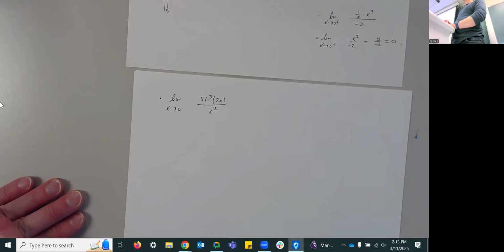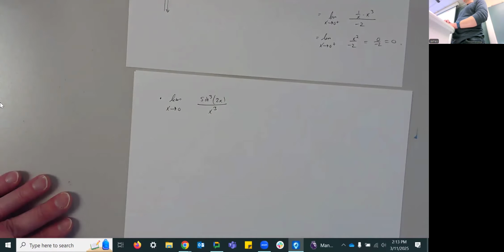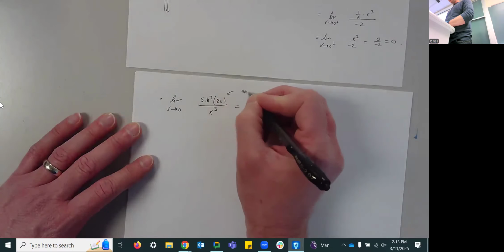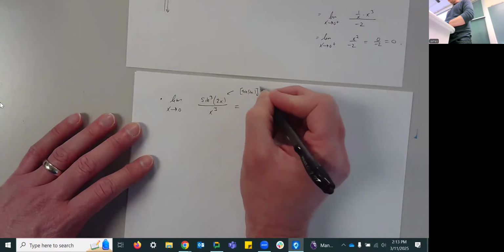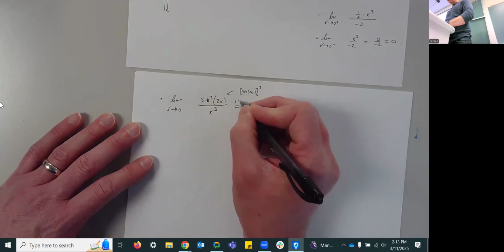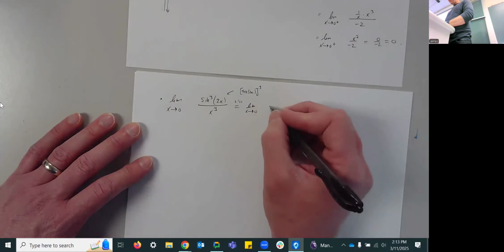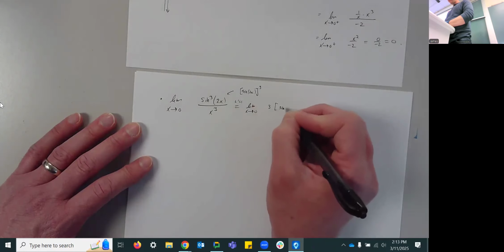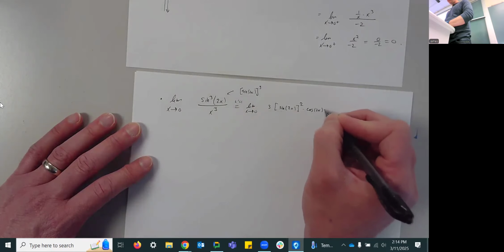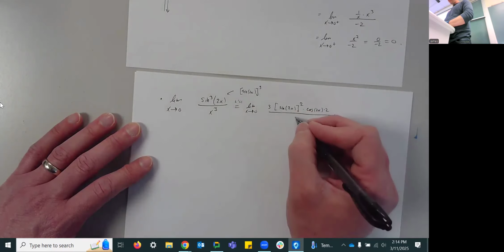This problem is terrible. It is not a problem where we should use L'Hopital's rule, even though you could, right? This is a 0 over 0 type of limit. You can totally use L'Hopital's rule. And the first step isn't too bad. Again, thinking of this as sine of 2x quantity cubed, you could use L'Hopital's rule and get the derivative of the top, 3 times your stuff squared times the derivative of your stuff, which is cosine of 2x times 2, all over the bottom derivative, which is 3x squared.